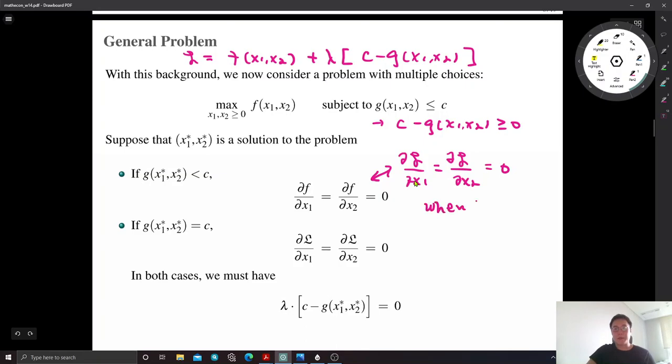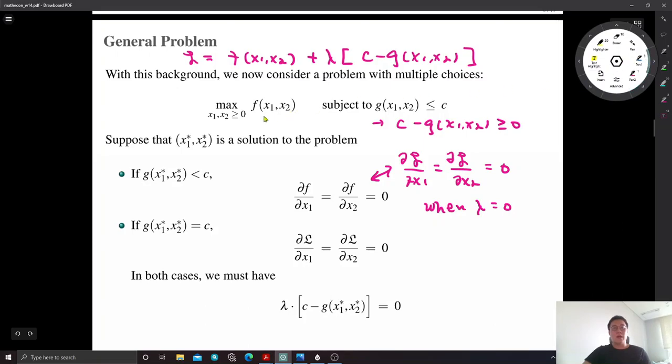When lambda is equal to 0, there's no difference between the Lagrangian and the objective function. So this standard condition captures the previous first order condition when we have an interior solution. But when we have a boundary solution, the constraint is binding at the optimum, so at the solution, right?